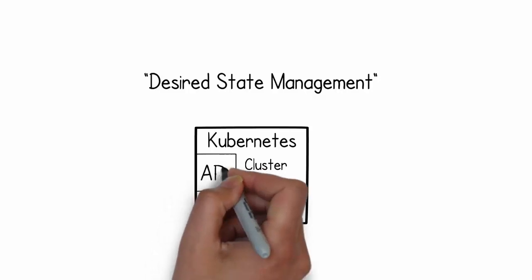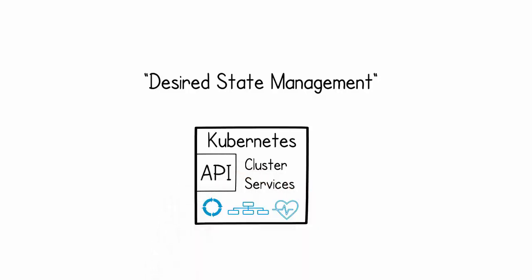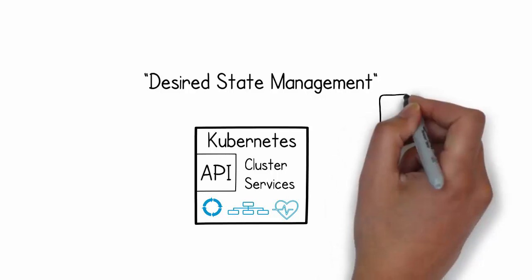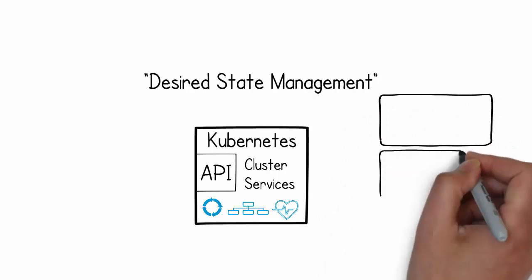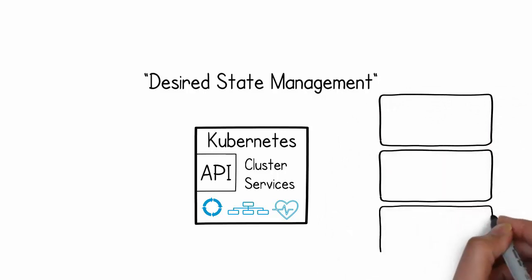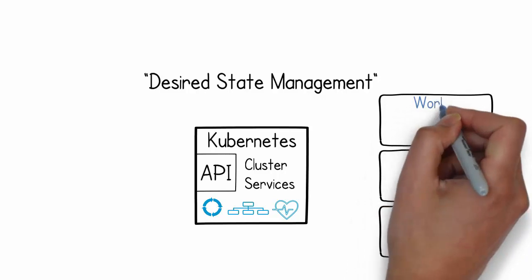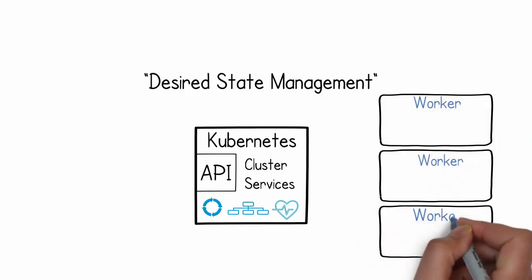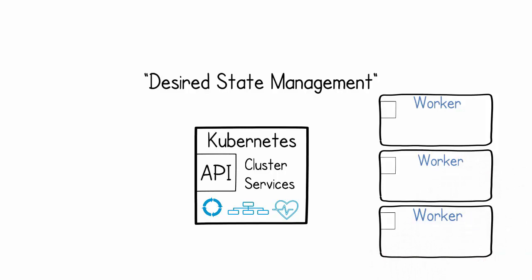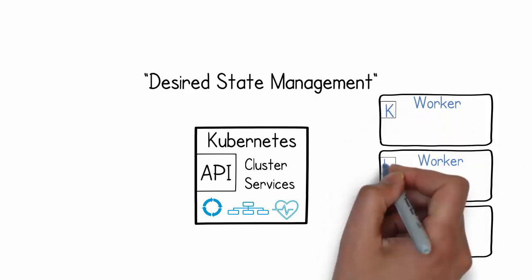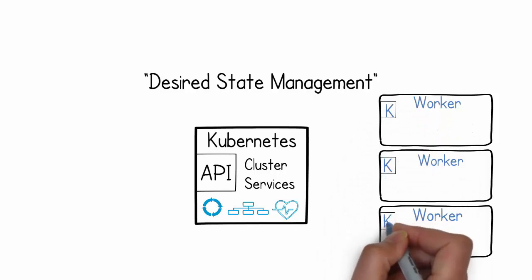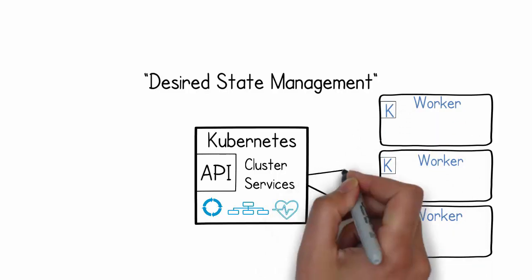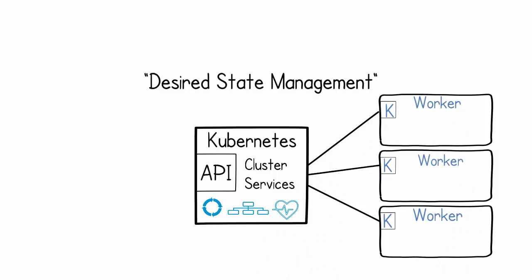The Kubernetes API is the front end of the Kubernetes cluster services control plane. The API exposes all of the cluster services for your infrastructure. The second building block is the worker. A worker is a container host. Your infrastructure can have one or many workers. Each worker has a kubelet process that is responsible for communicating with the Kubernetes cluster services. So the cluster services and the workers make up the Kubernetes cluster.